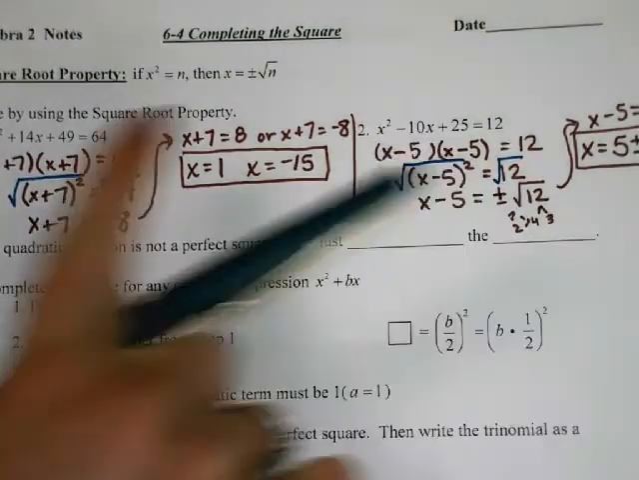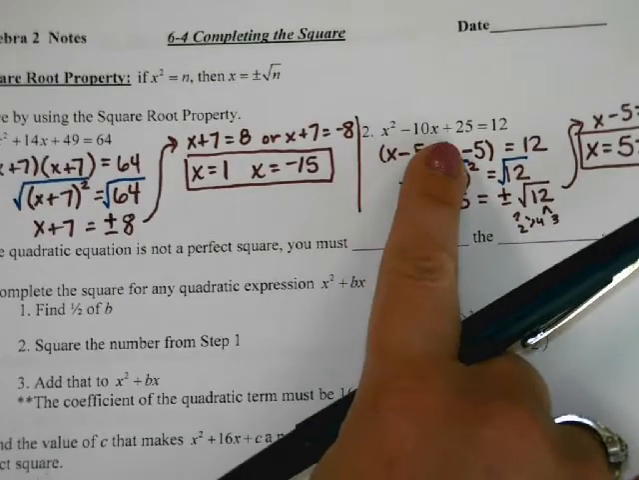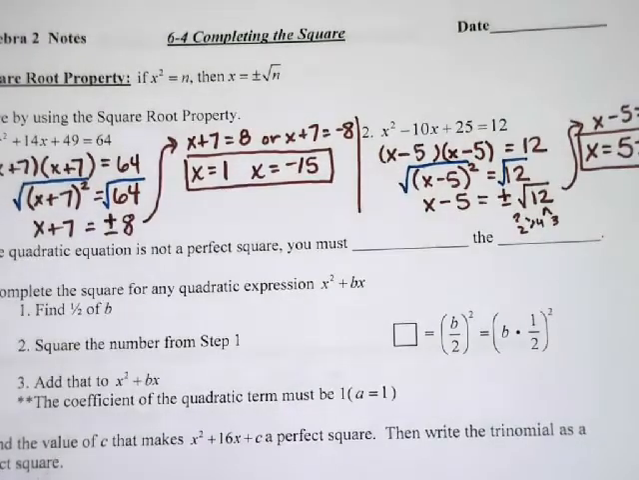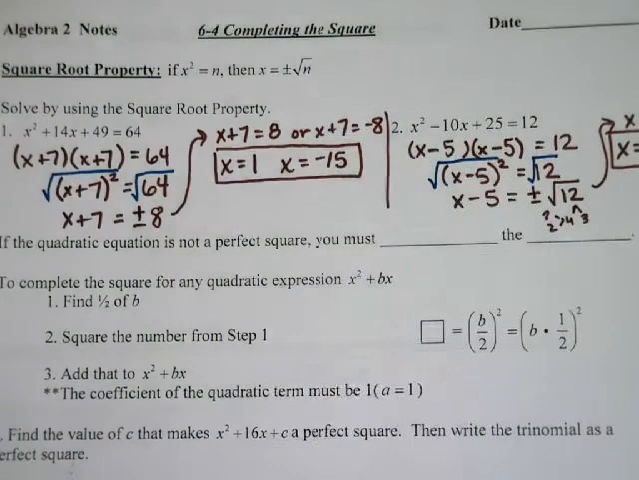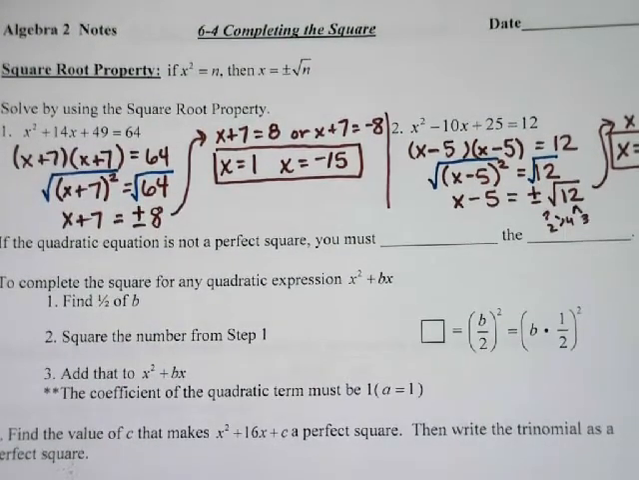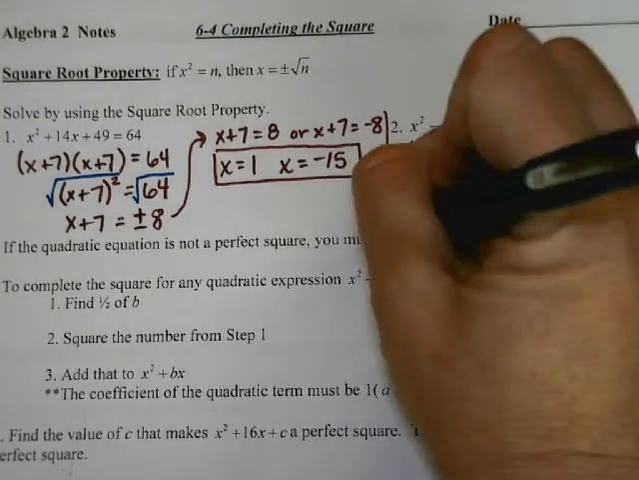These two guys right here, x squared plus 14x plus 49 and x squared minus 10x plus 25, factored nicely, right? Both of them factored into a perfect square. Is everything going to always factor like that? No, it's not. So if it's not, then we will force it to be. So if the quadratic equation is not a perfect square, you must complete the square.